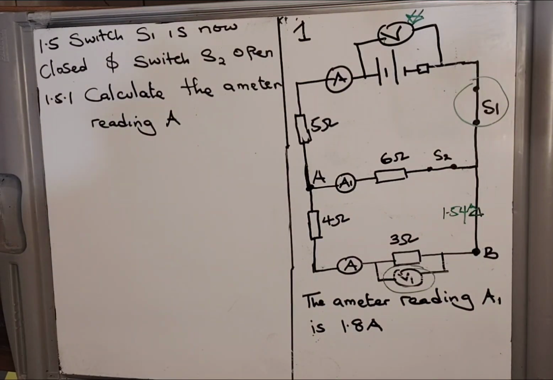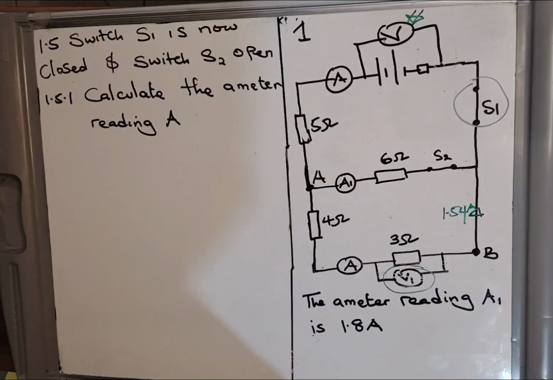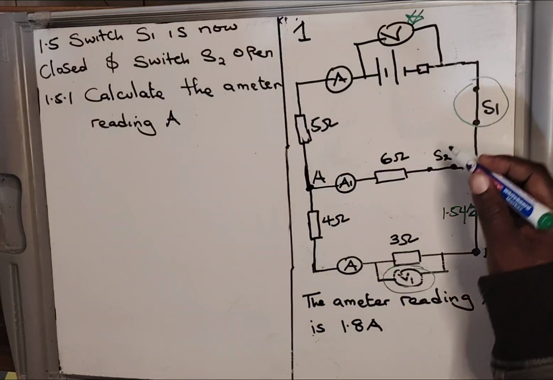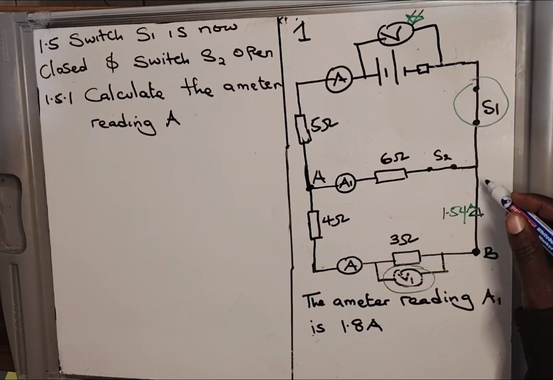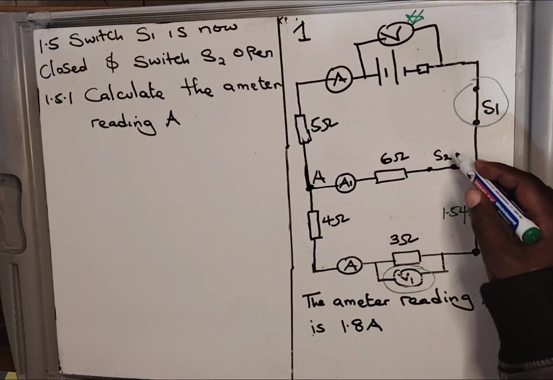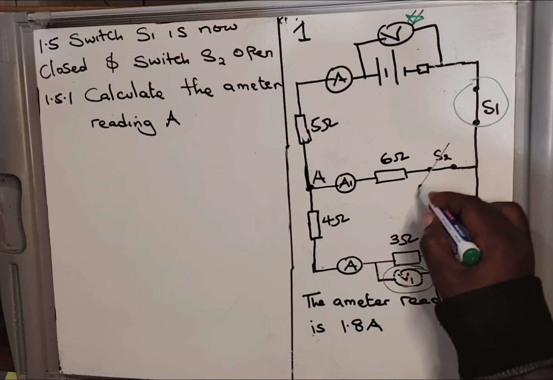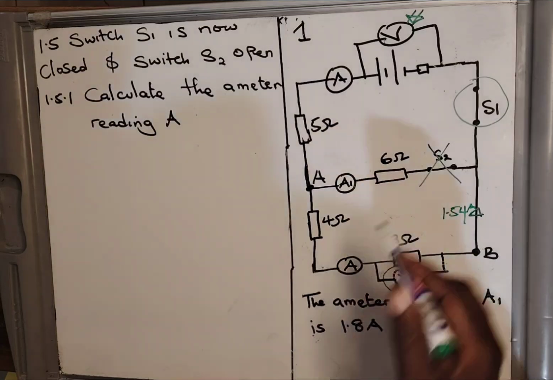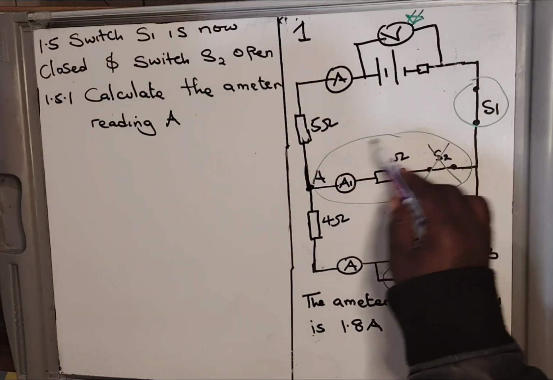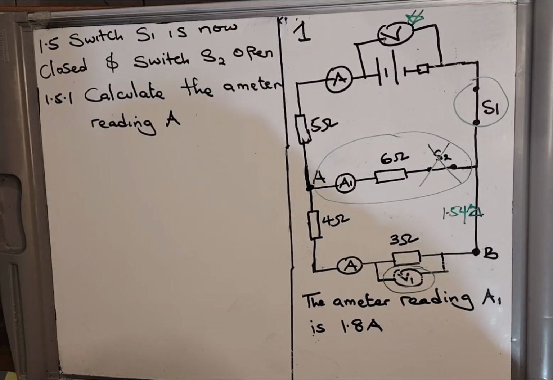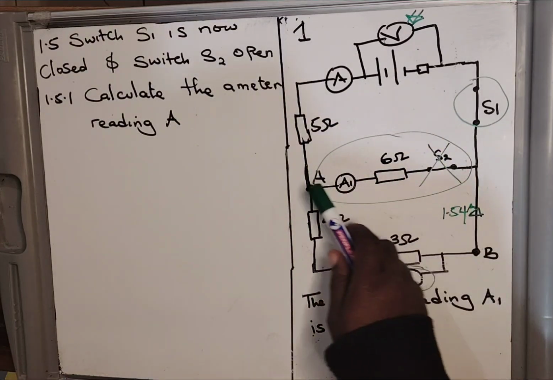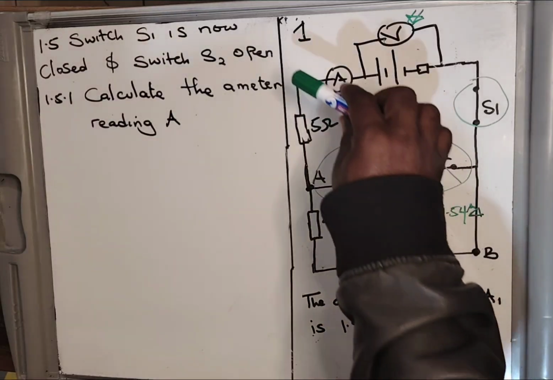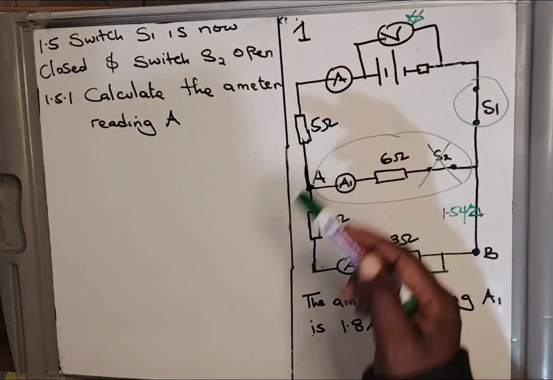Okay, we are looking at this case. Switch S1 is now closed. Remember, previously it was open. So now this one is closed and the switch S2 is now open. So when you open this switch, what does it mean? It means that this resistor is out of the circuit. So opening of the switch makes no current go through here. So the only resistors we have are these ones. So the current flows in this manner.